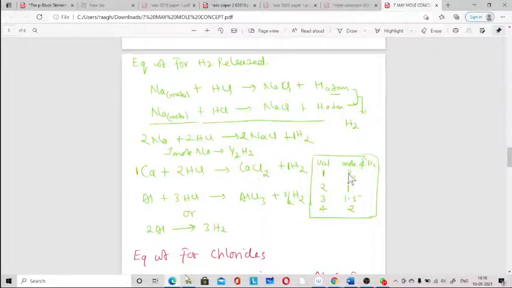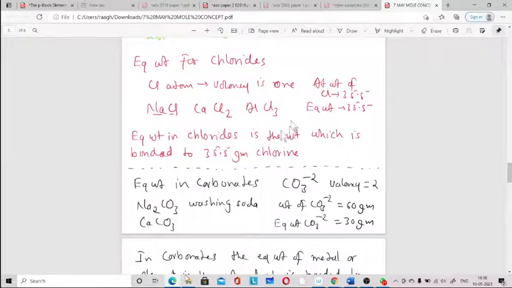Half mole is equivalent to 1 mole hydrogen gas released, valency is 2; 1.5 released, valency is 3, and so on. So I gave you that example here. Then for chlorides, in equivalent weights of chloride, the weight which is bonded to 35.5 gram of chlorine is the equivalent weight. Why? Because the equivalent weight of chlorine is 35.5. Its valency is 1. Chlorine has 1 valence.